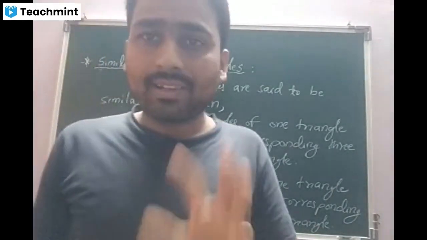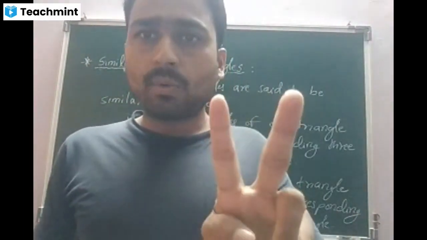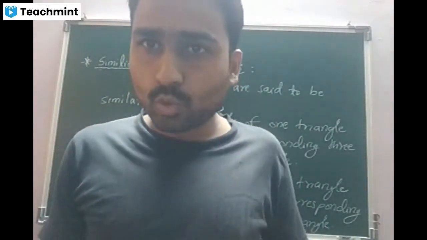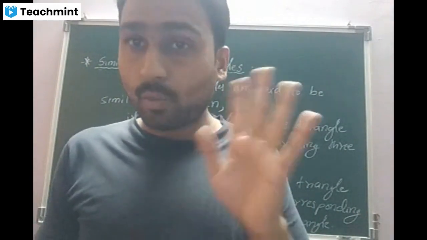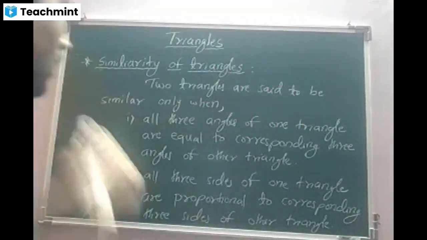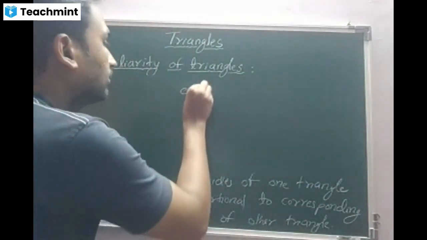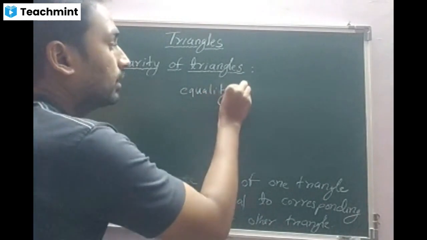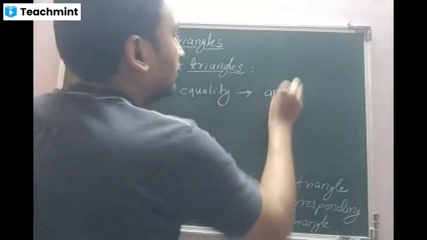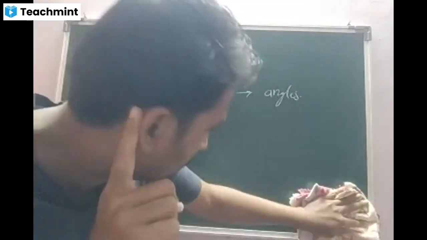Students, let us remember in short, if you want to talk about the similarity of two triangles, you should remember there are two conditions. How many conditions, beta? Two conditions. Condition number one, equality of angles. Am I right, beta?